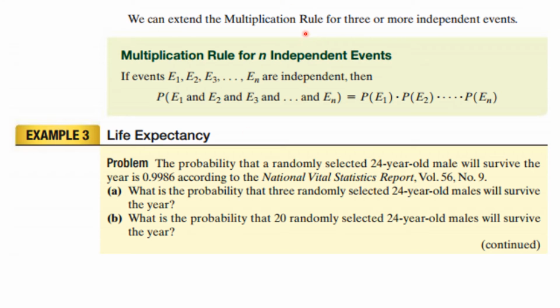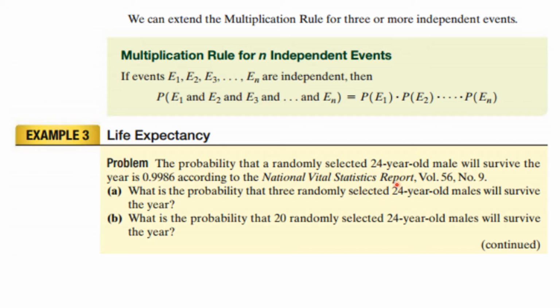We can extend the multiplication rule for 3 or more independent events. So if events E1, E2, E3, all the way up to E sub n are independent events, then the probability of all of them happening is the product of the probabilities. Let's apply that to example 3.